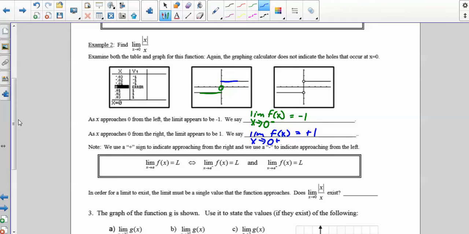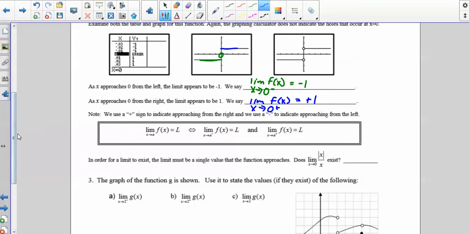So in the box, they're telling you that the limit as x approaches a number can be L if and only if, that's this arrow right here, if and only if the left-hand limit equals L and the right-hand limit equals L, meaning they have to equal the same number. So because the limits are not the same value, we can say that this limit of absolute value of x over x as x approaches 0 does not exist.